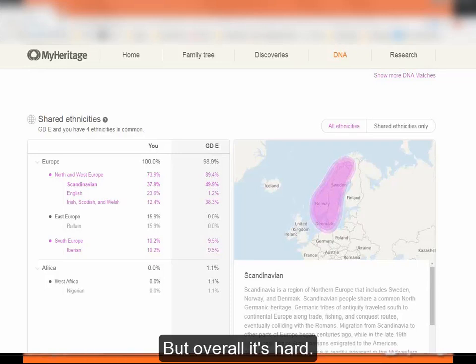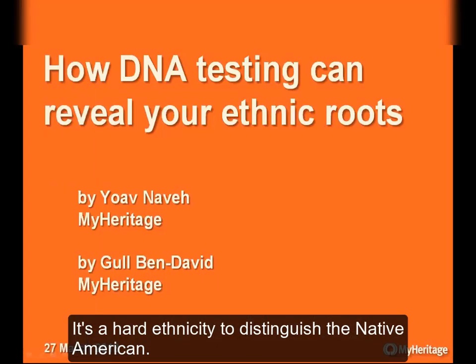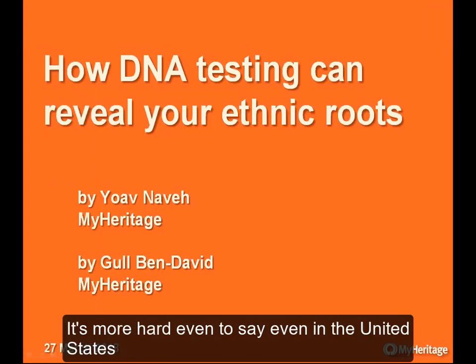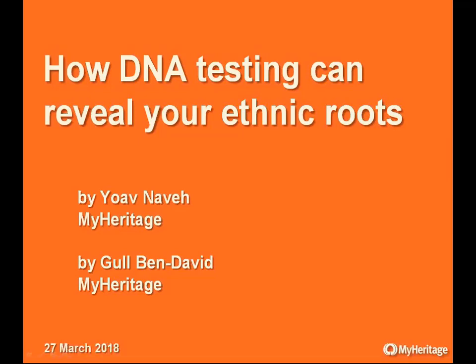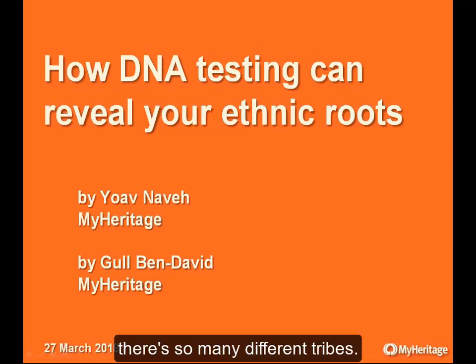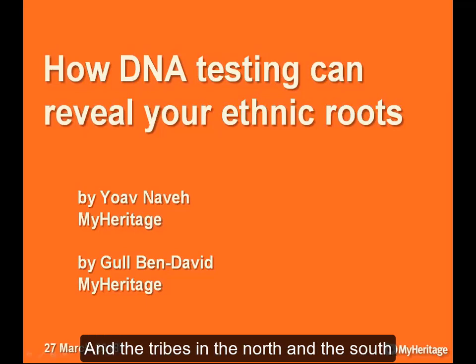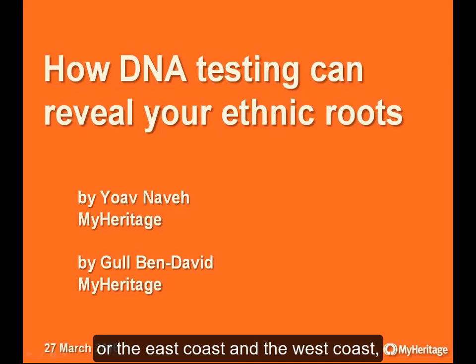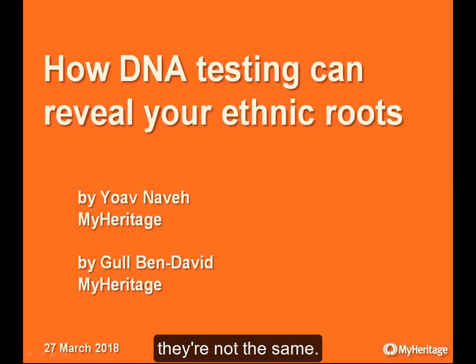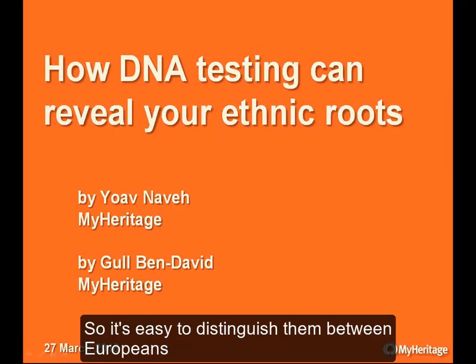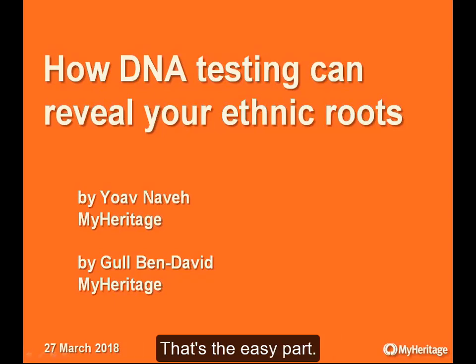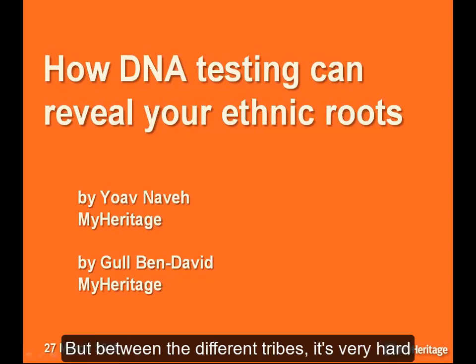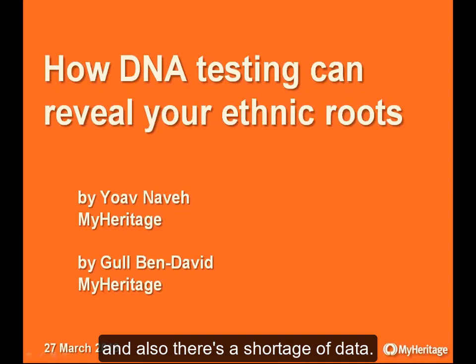But overall, Native American is a hard ethnicity to distinguish, and it's even harder to say, even in the United States, there are so many different tribes, and the tribes in the North and the South, or the East Coast and the West Coast, are not the same. It's easy to distinguish them from Europeans and Africans and Asians. That's the easy part. But between the different tribes, it's very hard, and also there's a shortage of data.